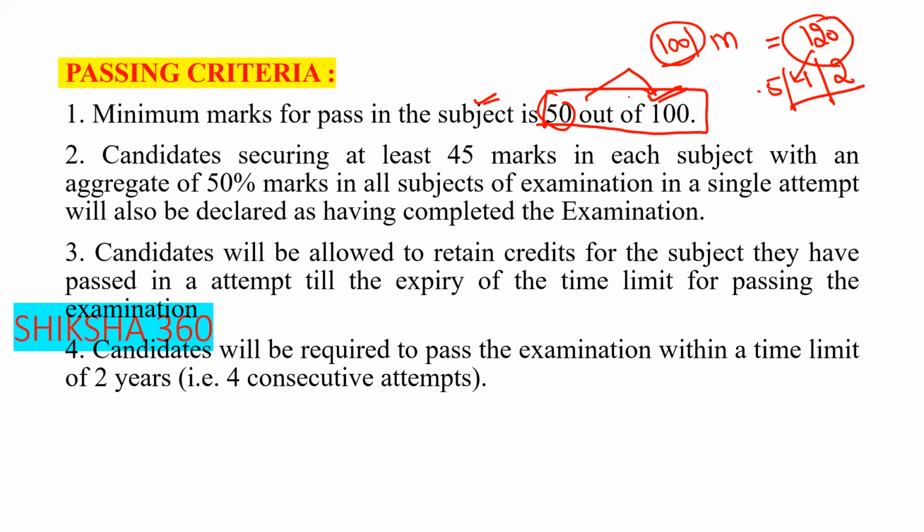And there is one special case under that. Candidates scoring at least 45 marks in each subject with an aggregate of 50% marks in all the subjects of the examination, in a single attempt, will also be declared as having completed the examination. So what is the meaning of that?